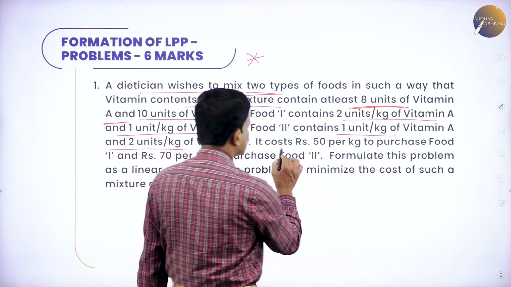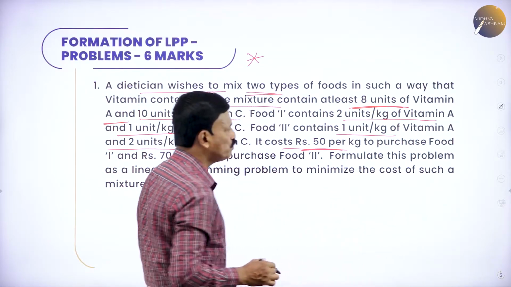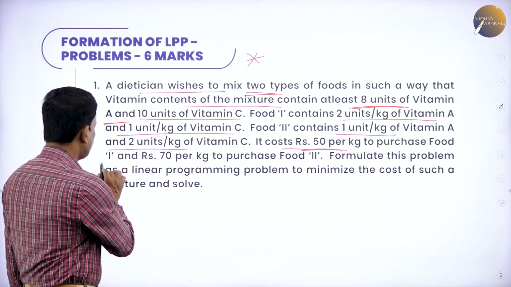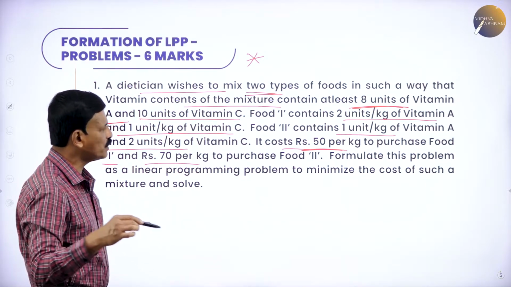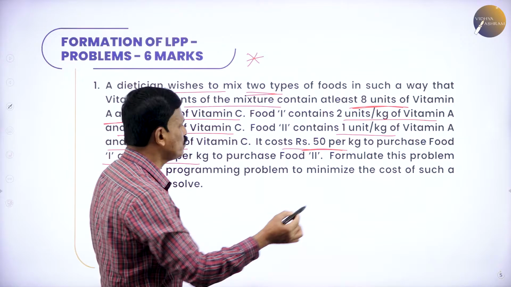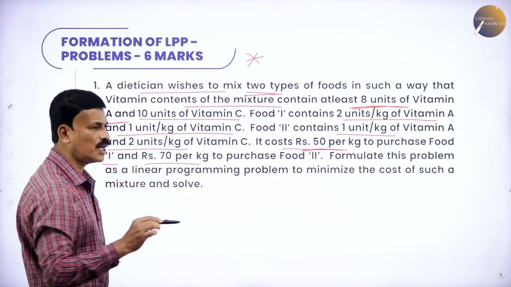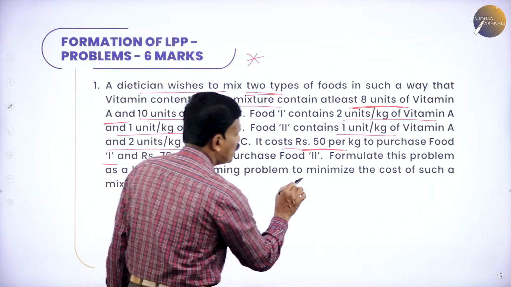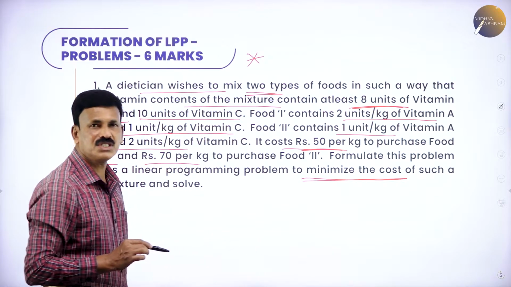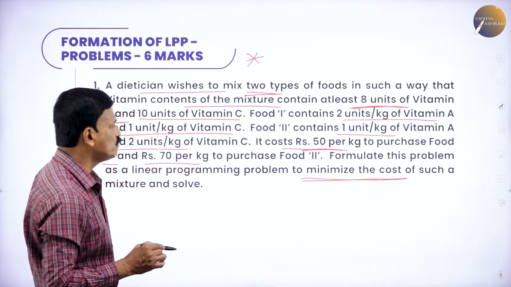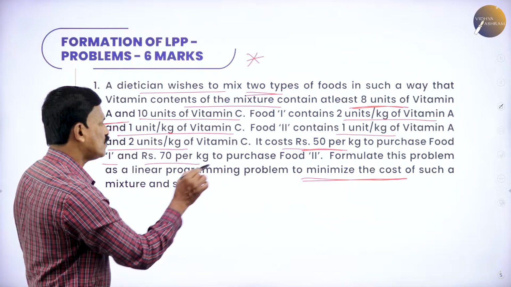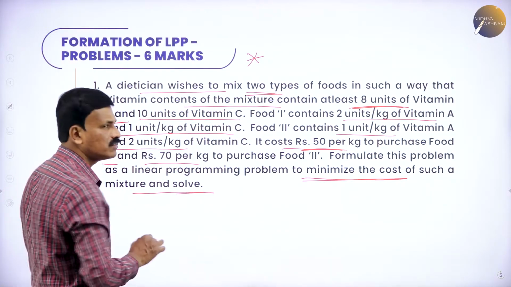Now it costs rupees 10 per kg to purchase food of type 1 and 70 per kg to purchase food of type 2. Formulate this problem as a linear programming problem to minimize the cost. Minimization is the objective function, to minimize the cost of such a mixture, and solve this.